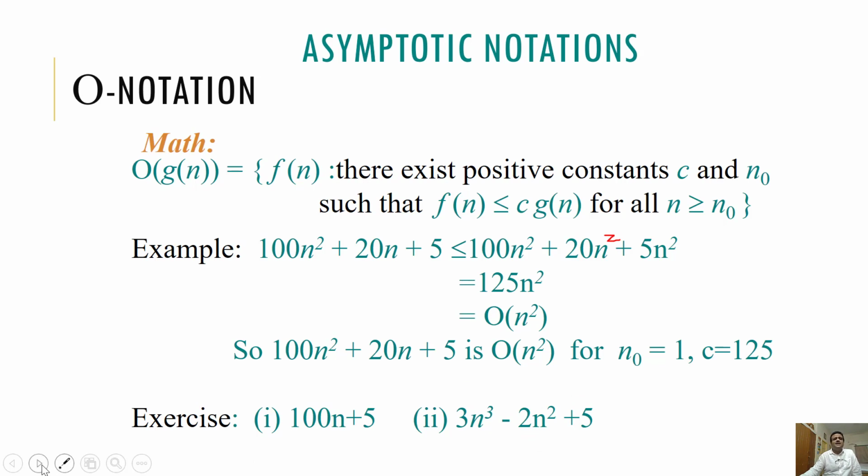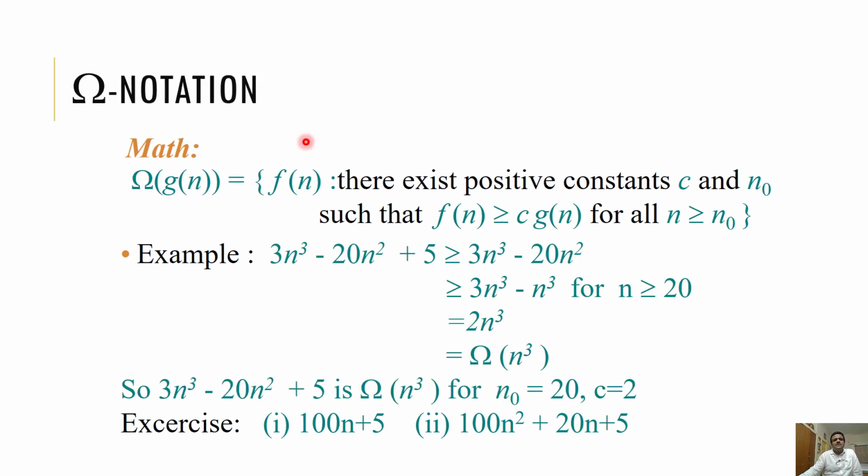The next notation is big omega notation. So, big omega of g(n) is the set of all functions f(n), the set of all time complexities, which are bounded below. So, f(n) is greater than or equal to c g(n) when n is large, n tending to infinity. That means there should exist n0 and c, a positive constant, such that f(n) is greater than or equal to c g(n).